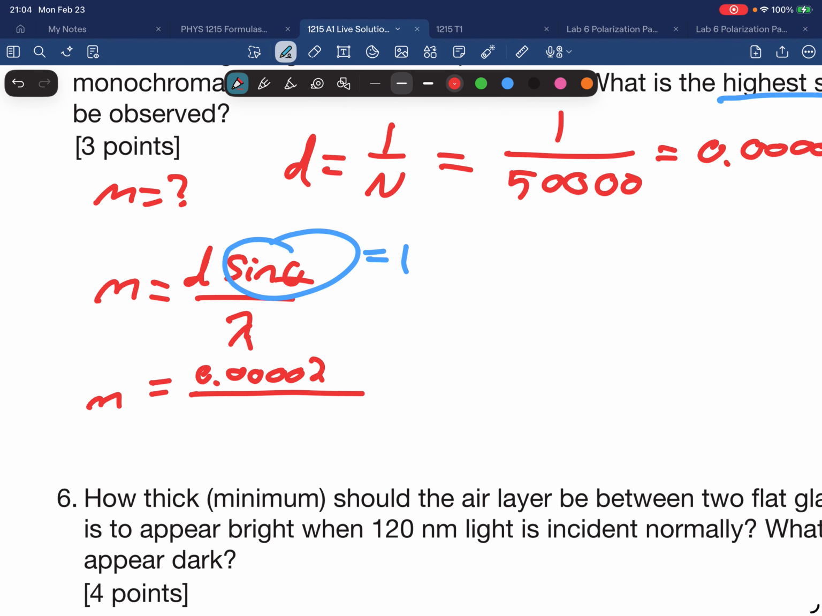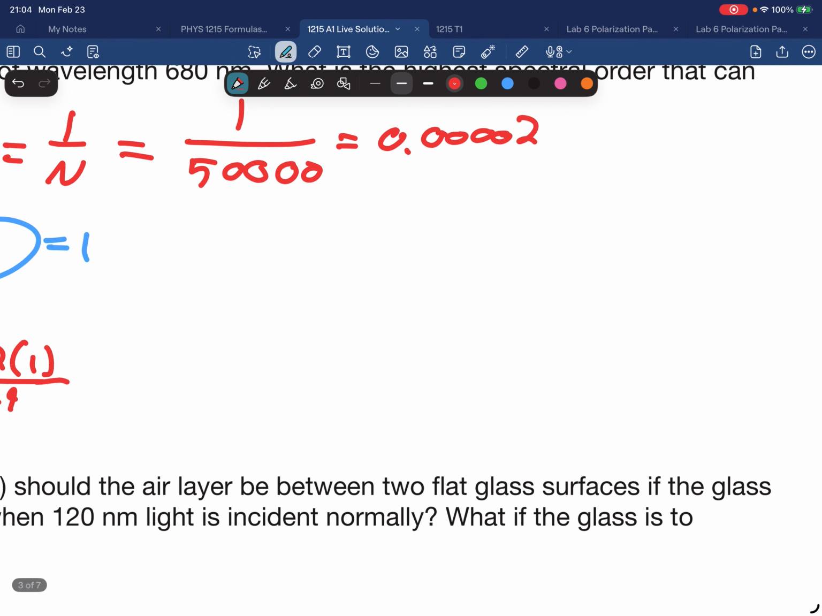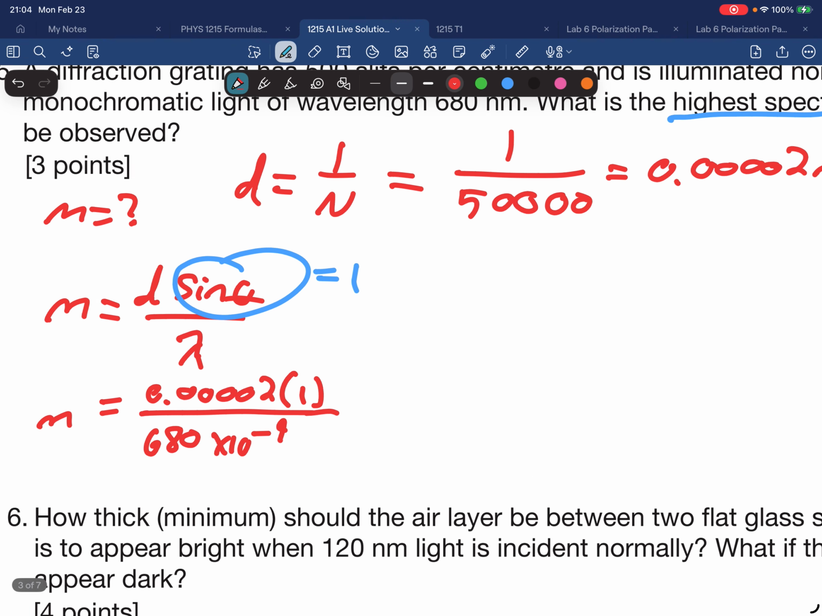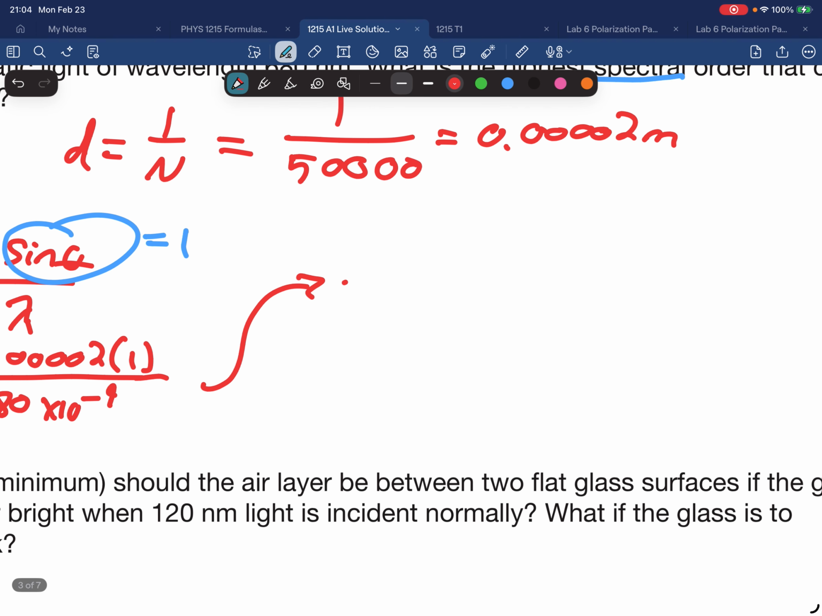So again, D is 0.00002 times 1, if you want to still write it, over the lambda, which was 680 nanometers. And again, D is in units of meters here. So I'm going to put my wavelength into units of meters as well. Plugging this all in, we get about m equals 29.4112, blah, blah, blah. I think that's rounded properly. I don't really remember what the actual decimal was.